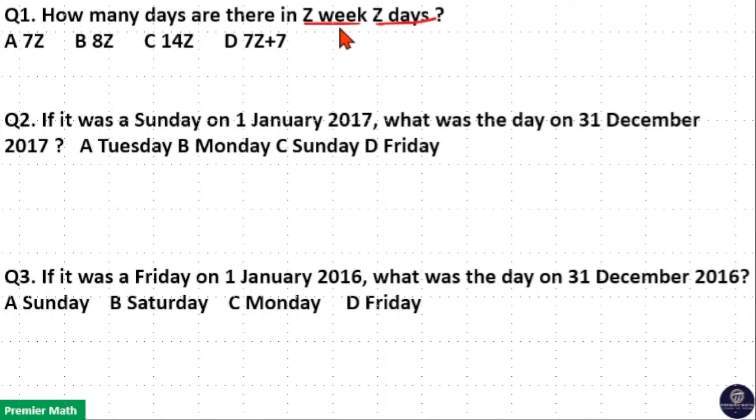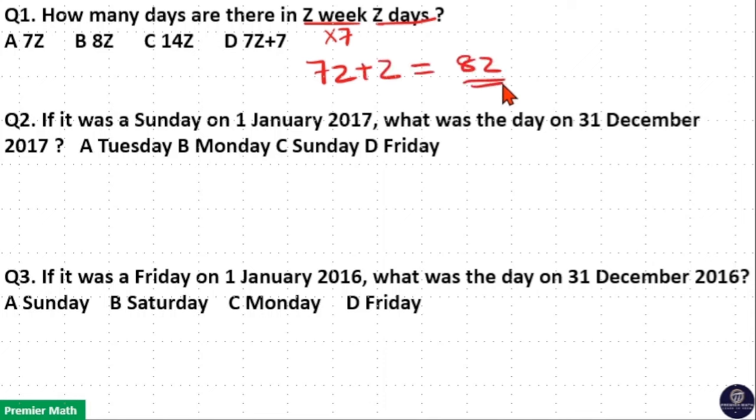Our first question is, how many days are there in Z week, Z days? Here in a week there are 7 days. So in Z week there are 7 into Z, 7Z days, plus there are Z more days. So 7Z plus Z days is equal to 8Z days in Z week Z days. So option B is your answer.